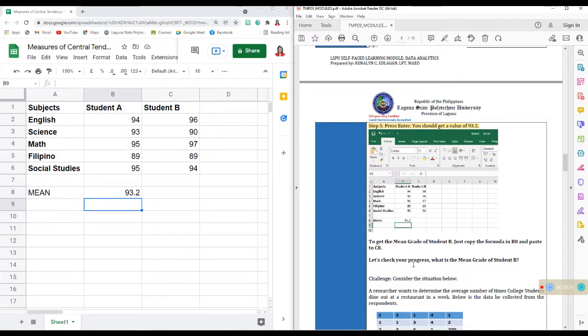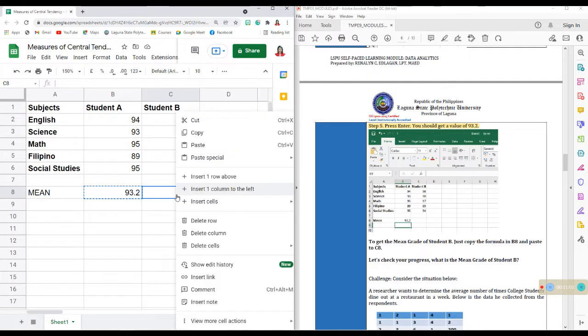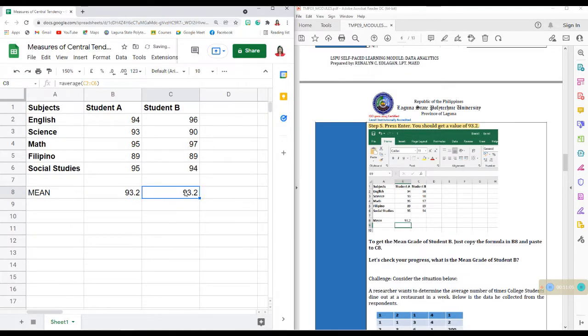Good. Now, to get the mean grade of student B, just copy the formula in B8 and paste it to C8. So, may shortcut tayo. So, pwedeng ito, i-copy mo na lang siya, copy, tapos paste mo na lang siya dito. So, ang gagawin nito, this is not always the case ha, na parehong-pareho sila ng average. Nagkataon lang dun sa given ko na value. So, kapag pinaste mo yung formula, i-move lang din niya yung expression mo. So, imbes na ang kukunan niya ng average ay lahat na nasa column na B, ang kukunan niya naman ng average ay yung nasa column na C, from the second row to the sixth row.